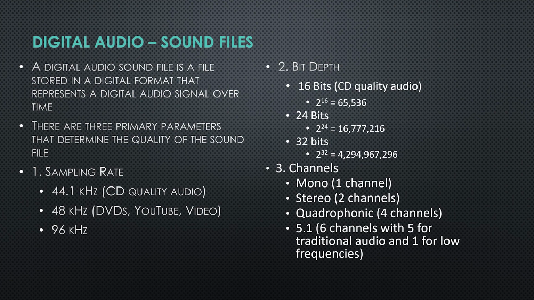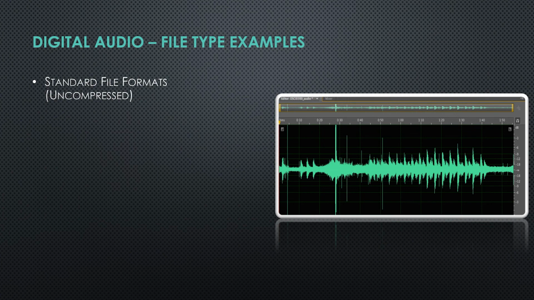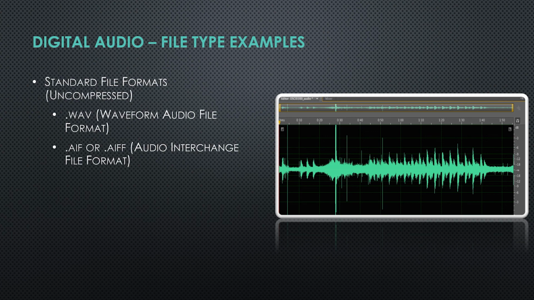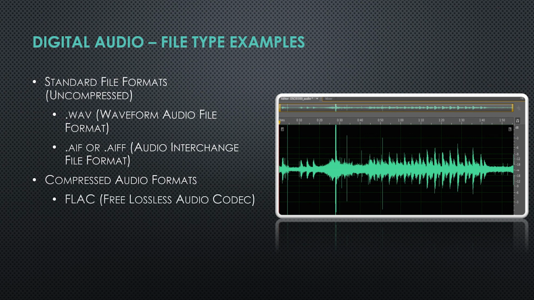These 3 things combine in digital audio files to tell us what quality it will be. CD quality audio will be 44,100 kilohertz at 16 bits with 2 channels. Standard file formats for audio that are uncompressed, meaning we are not doing digital compression to try to make these files smaller, would be the WAV or waveform audio file, the AIF or AIFF, which is the audio interchange file format.